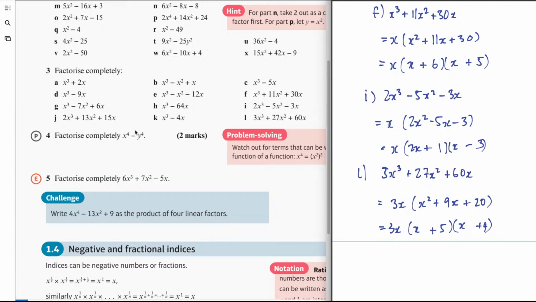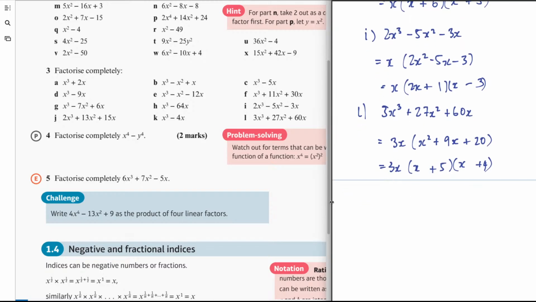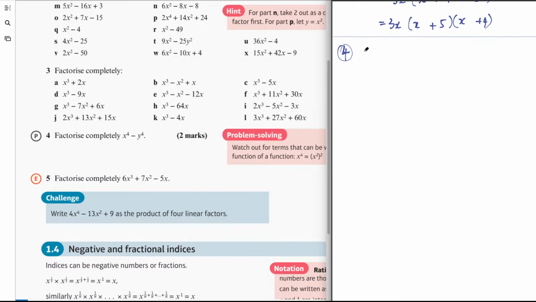Alright, here we have factorize completely, x to the power 4 take y to the power 4. Let's have a go at this one. X to the power 4 take y to the power 4. What do you think we can do with this one? Gives you a little hint here. You can write x to the power 4 as x squared all squared. So that's where we can start. X squared squared take y squared squared.